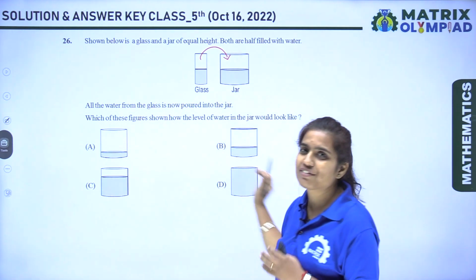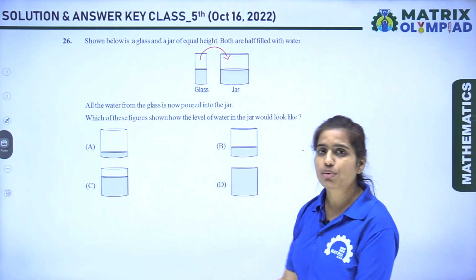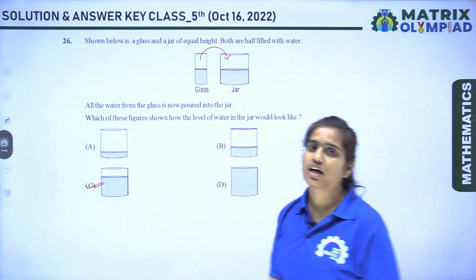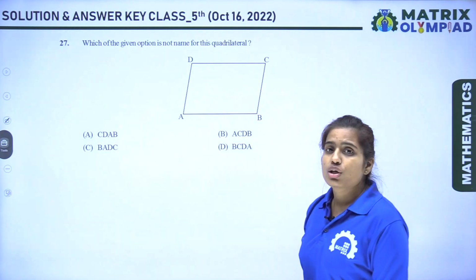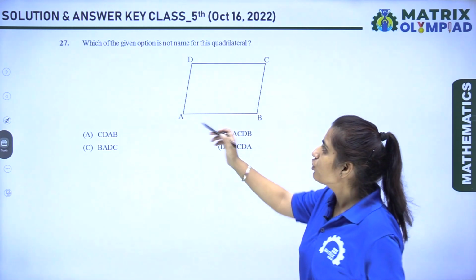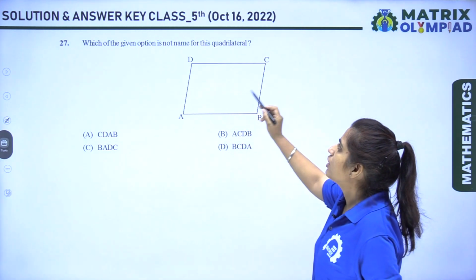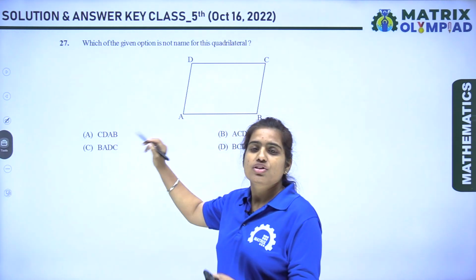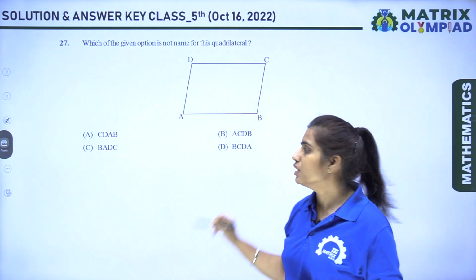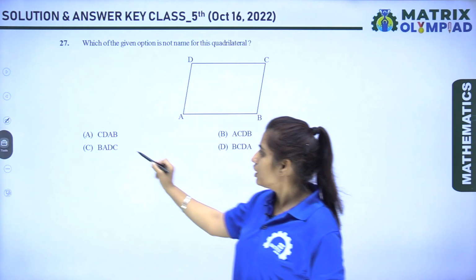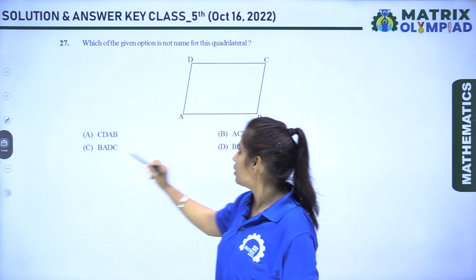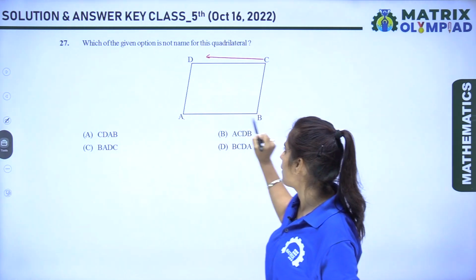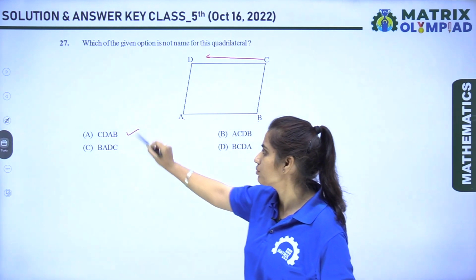So, here after observing these 4 options, we can easily say that option C is the correct answer. Question number 27. Which of the given option is not the name of this quadrilateral? So, we have to check the sequence of the naming. So, here the sequence is C, D, A, B. We start with the C, then D, then A, B. That is the correct form.